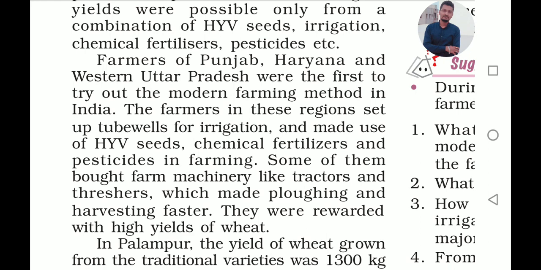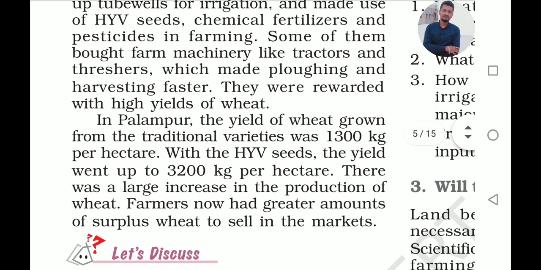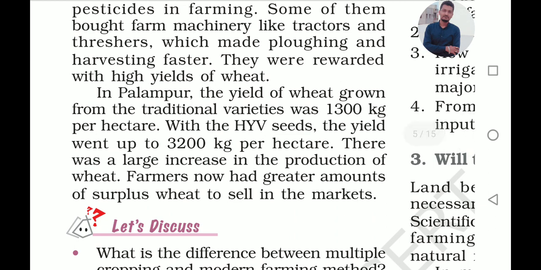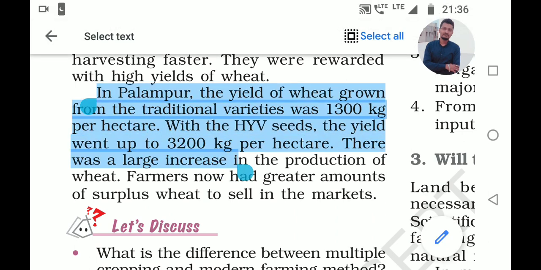Now farmers using all these methods are using tractors, ploughing machines, harvesters. So with less time and less effort, farmers are now able to get the maximum and best produce. They are getting the best price also. In Palampur, the yield of wheat grown from the traditional varieties was 1300 kg. So here the complete comparison is given.